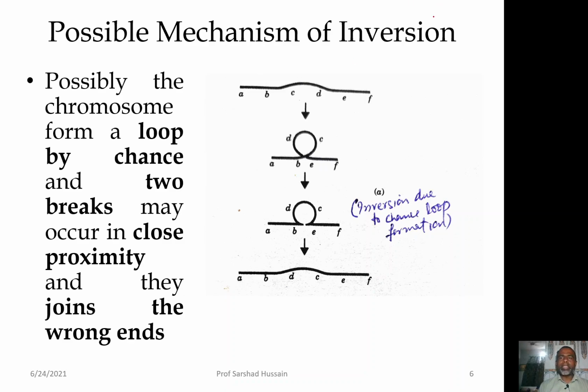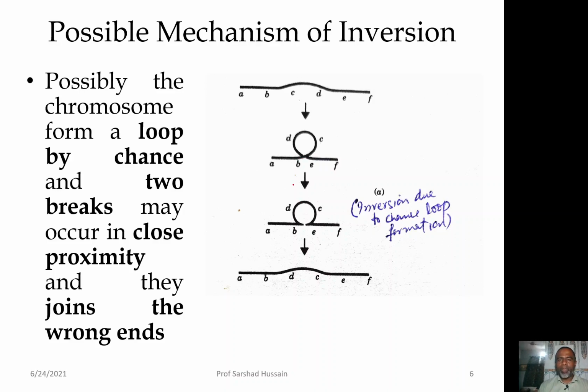Now, the possible mechanism of inversion is this: by chance, a chromosome having the gene sequence A, B, C, D, E, F forms a loop, and at this point, when the two points are very close to each other, two breaks will take place, and the joining after the breaks will be with a different part of the chromosome.